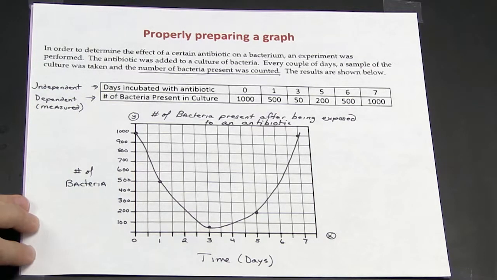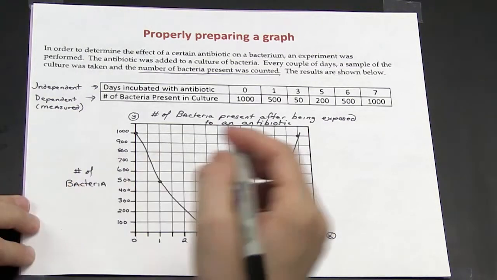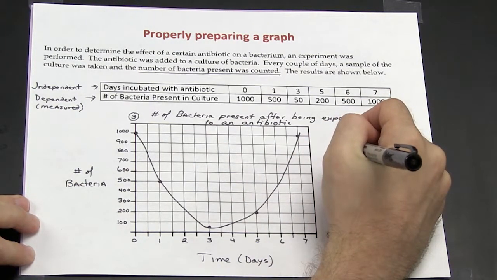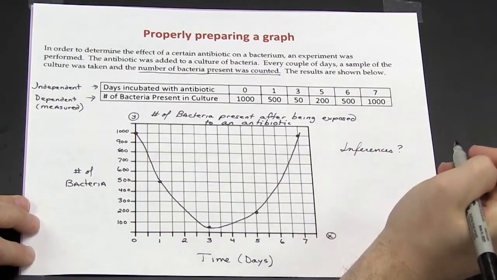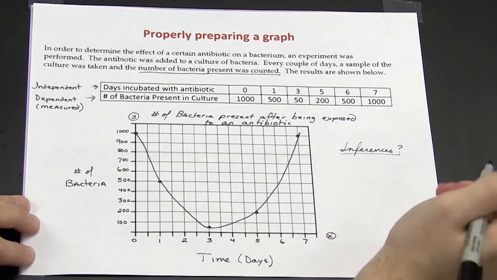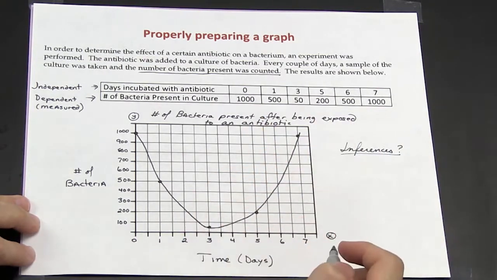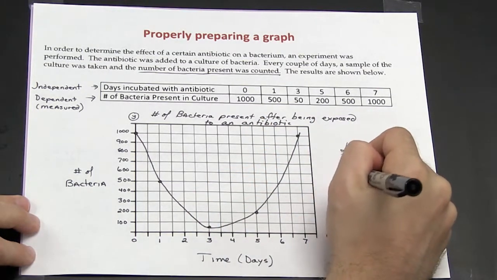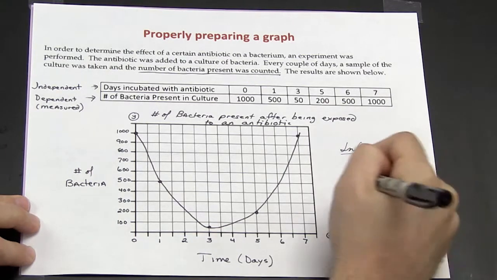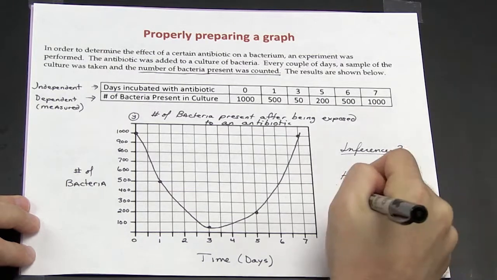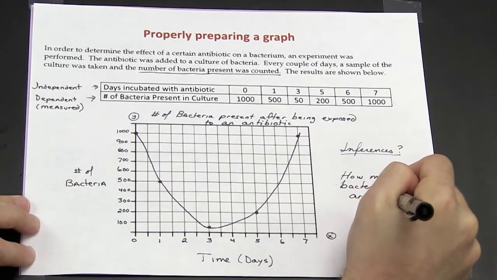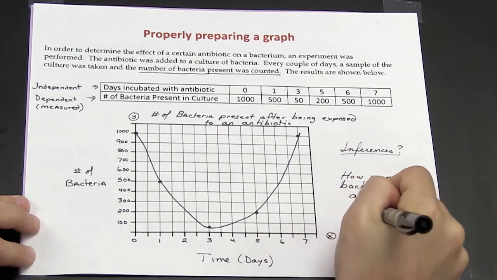Now that I have this graph, I can begin to ask questions about the data and the experiment performed. So one thing I can ask is, can I make inferences about the data here? So for example, can I figure out from the data presented here how many bacteria are present on day 2?